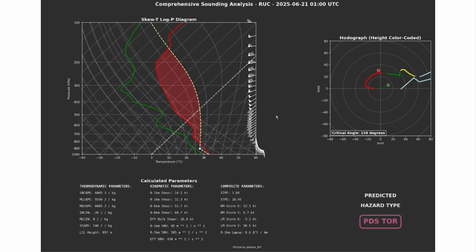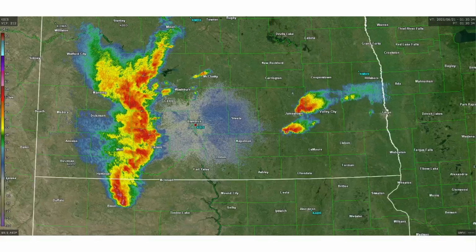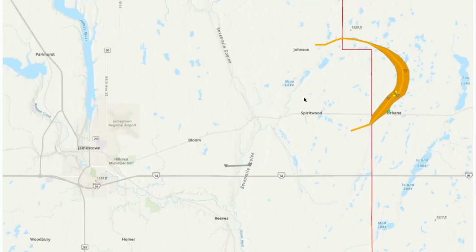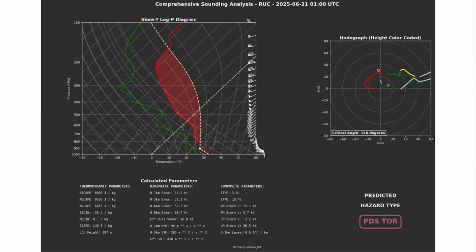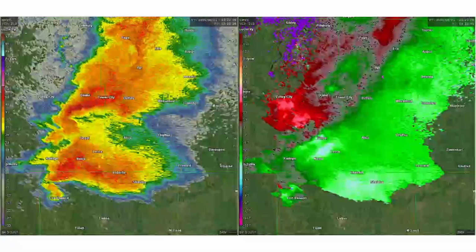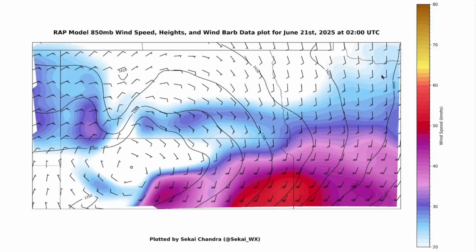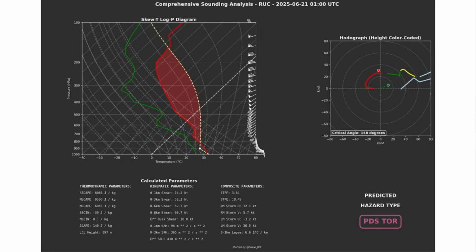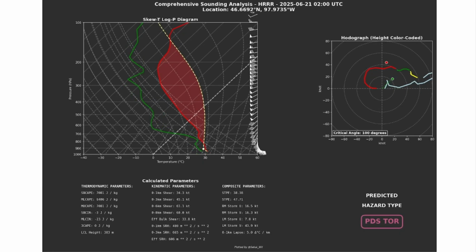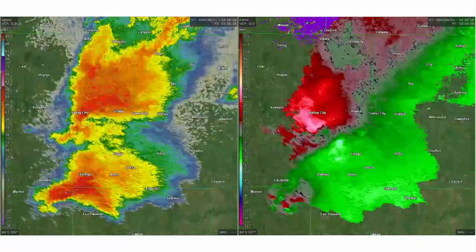Actually, let me go to that right now. So this was at 1 UTC, about an hour before this supercell became mature. And look at that, and let's fast forward 1 hour. This is proof that the lower level jet was rapidly increasing. This is a 1 hour difference. Look at the sounding. Whoops, let me go forwards a little bit. Yeah, look at that difference. This is a 1 hour difference. Look at how much the lower level wind was increasing.